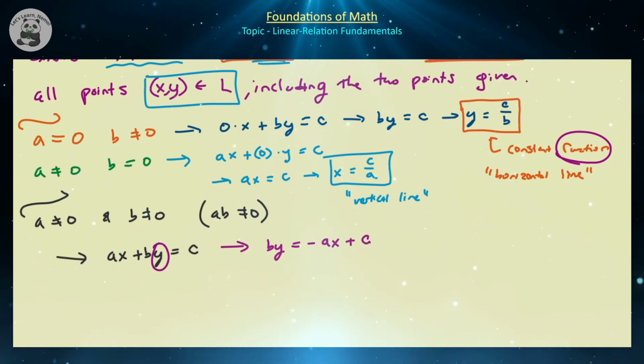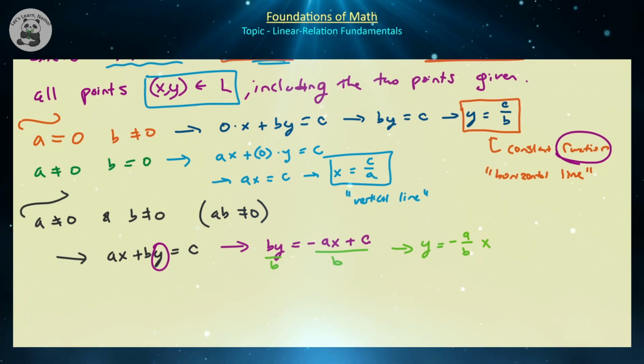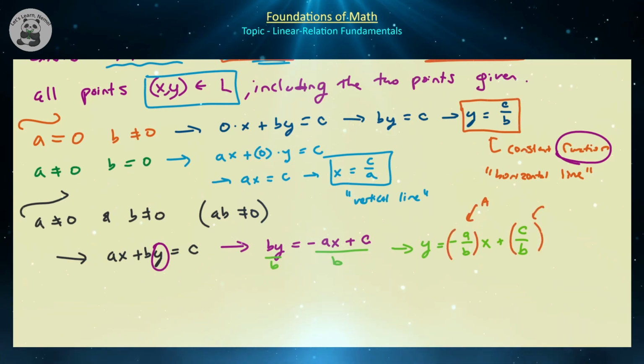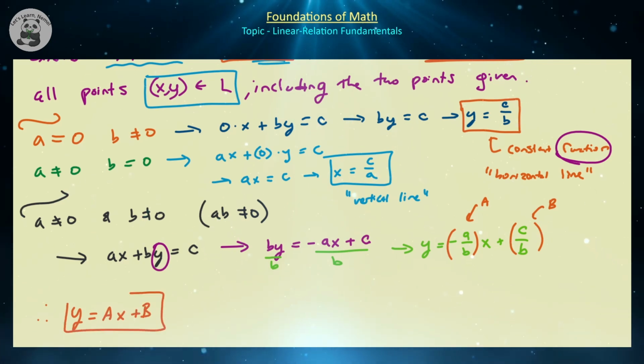And since b is not equal to 0, I'm going to divide both sides by it. So then I'm going to have what? y is equal to minus a over b times x plus c divided by b. And since a and b and c are all real numbers, I'm just going to call this real number capital A and this real number capital B. So then I have an alternate form, y is equal to ax plus b. So this is the representation of all linear relations that are functions. So if a linear relation is a function, then there exist these real numbers a and b such that y is equal to ax plus b.